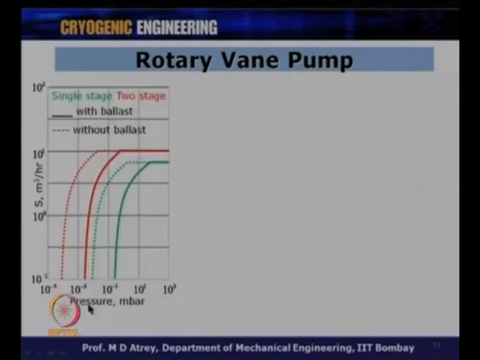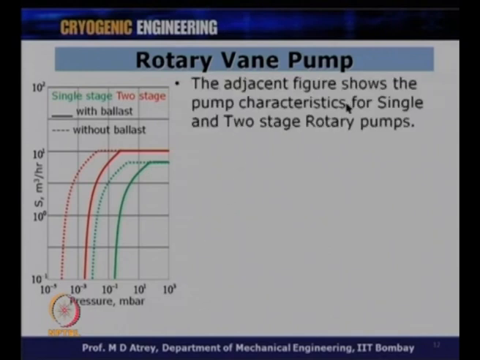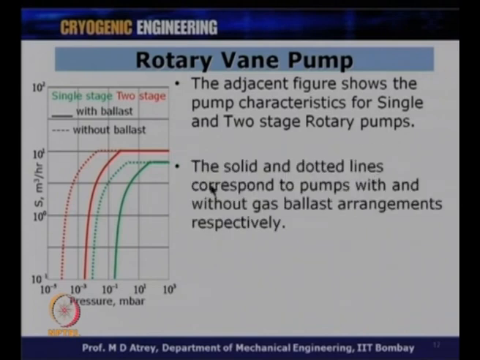We can see the speed versus pressure. The adjacent figure shows the pump characteristic for single and two stage rotary pumps. The solid and the dotted lines correspond to the pumps. The solid line is with ballast. As soon as you have the ballast on, you have air coming from the outlet side, because of which your capacity goes down. So, you can't deliver low vacuum in this case, because you are adding some air deliberately from outside.